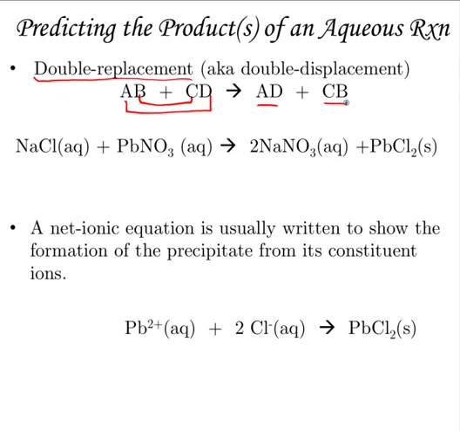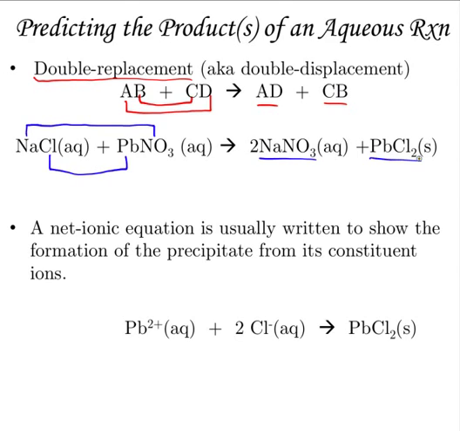All right, so an example of this is the reaction between sodium chloride and lead 2 nitrate. So sodium is the cation. It's going to hook up now with the other anion, which is nitrate. And lead 2 plus is going to hook up with the other anion, chloride. And we get sodium nitrate and lead 2 chloride.